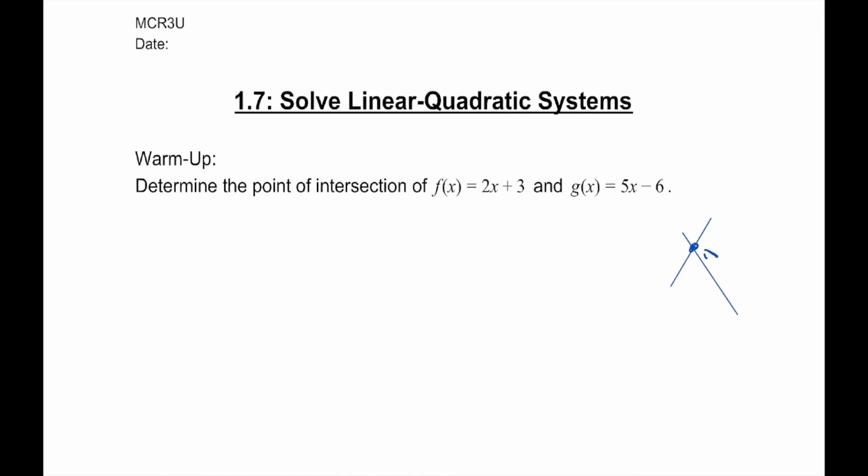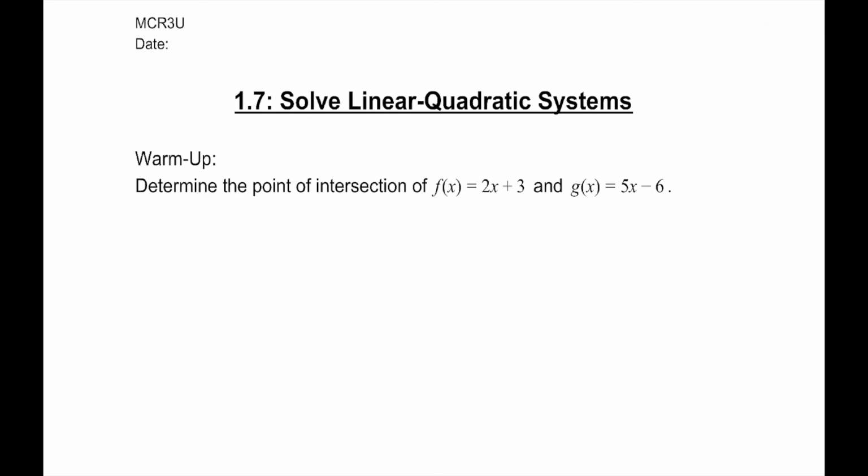What's special there is that only in that one spot, that specific point or that specific pairing of x and y, make both equations true. So that's what we talk about when we talk about solving a linear system. So let's go back and review this. We will not graph this, but we want to do this algebraically. So we want to determine the point of intersection of two functions.